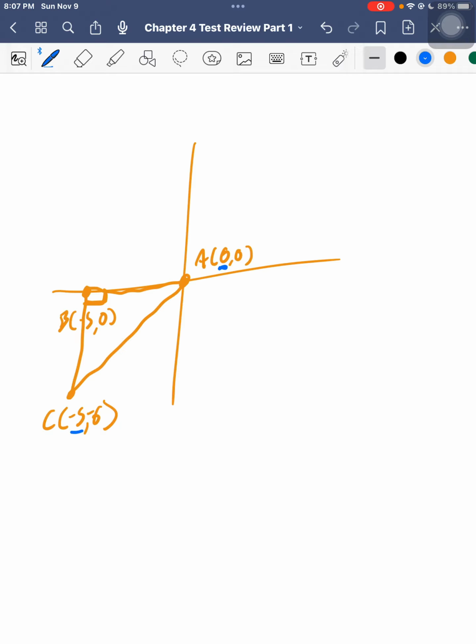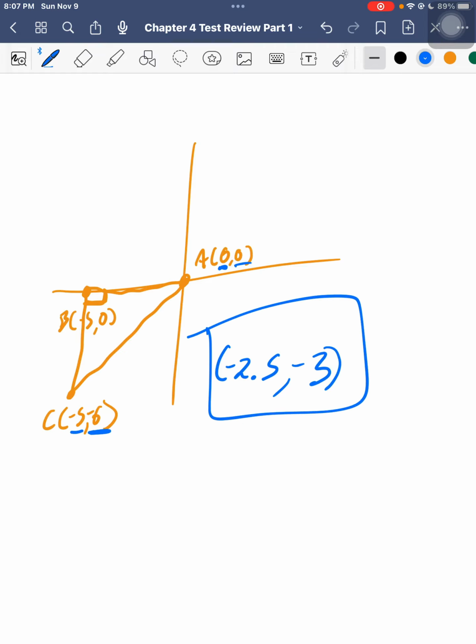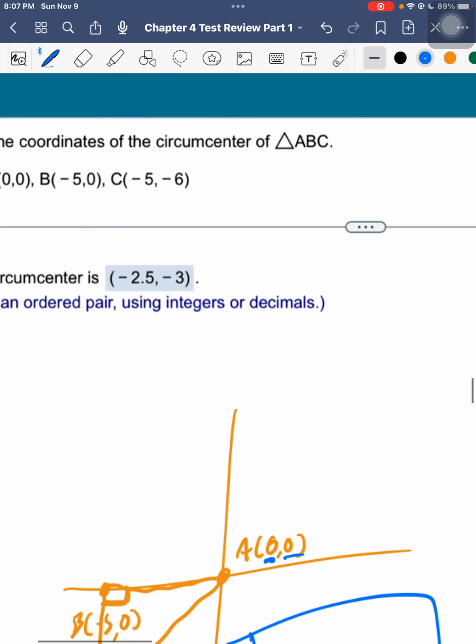So what is 0 plus negative 5? Negative 5. What is negative 5 divided by 2? That is negative 2.5. What is 0 plus negative 6? That's negative 6. What is negative 6 divided by 2? Negative 3. So my circumcenter is negative 2.5 comma negative 3.